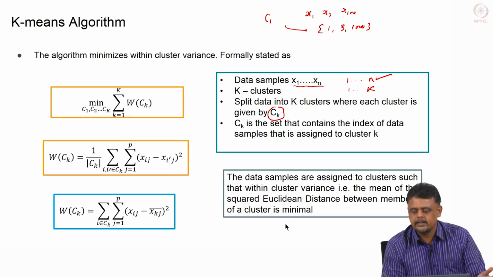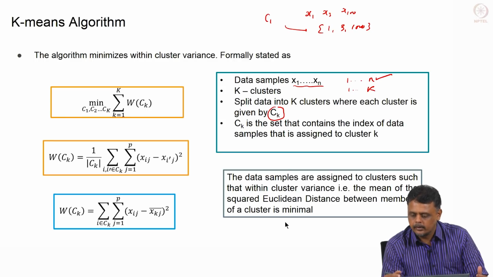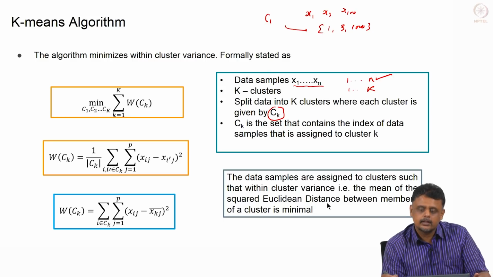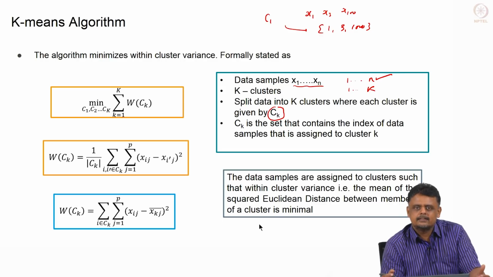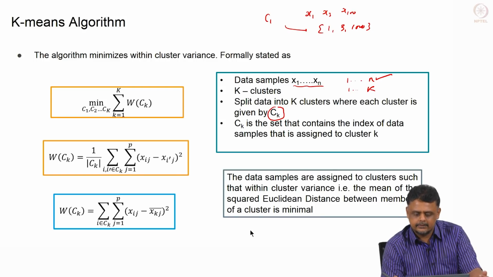So, the intersection of any two Ck would be a null set, and the union of all the Ck's would be the entire data set that you are using. Okay. And how do we pose this as an optimization problem? We want to assign data samples to clusters such that the within cluster variance is minimized. We can think of the within cluster variance as the sum or the average distance between the data points in that cluster, in terms of Euclidean distance, right.